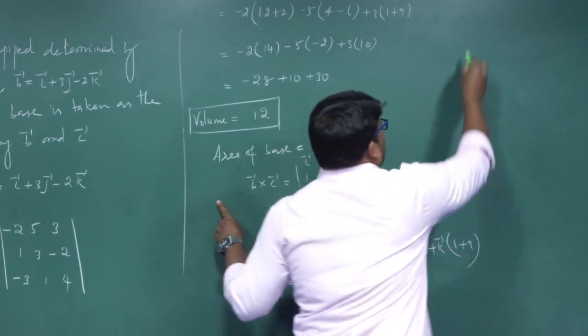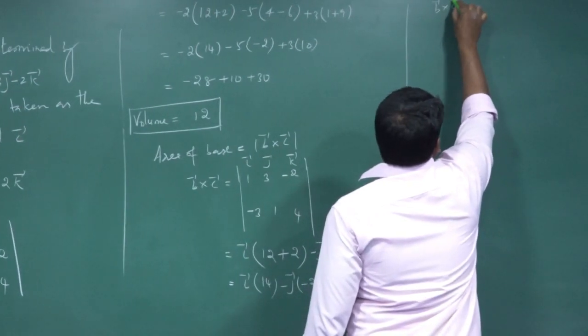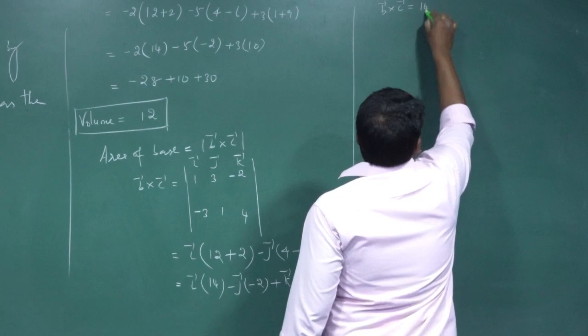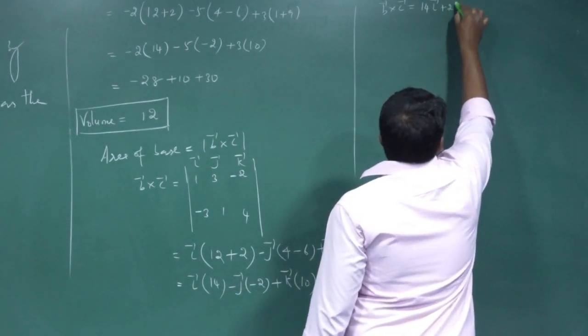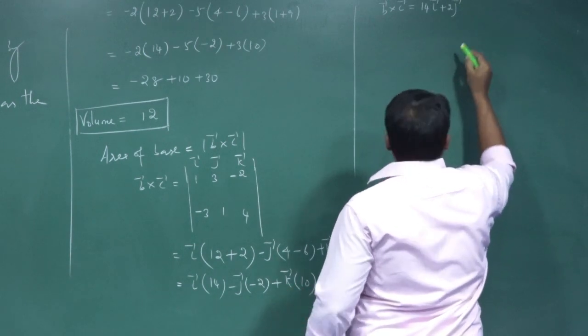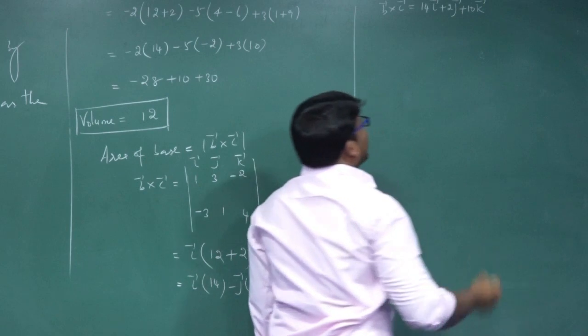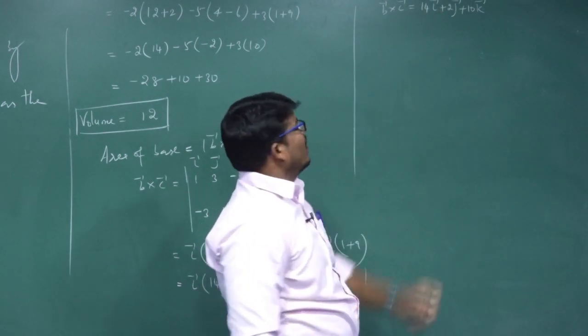That is B cross C, B vector cross C vector is 14i vector minus or minus plus 2j vector plus 10k vector. This is B vector cross C vector. Now find the modulus of B vector cross C vector.